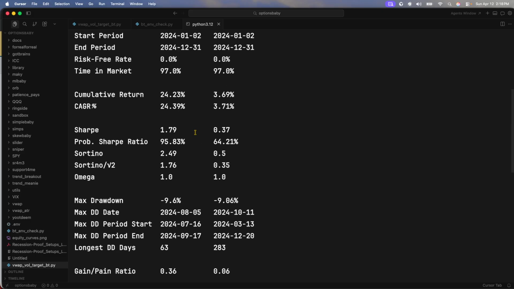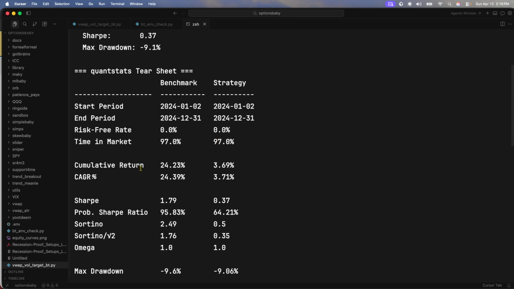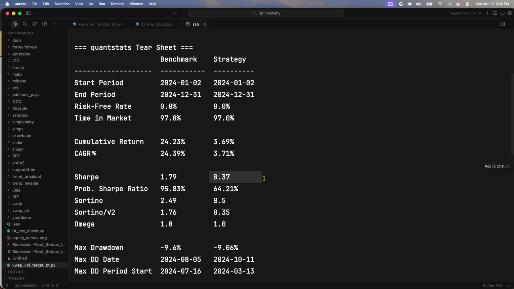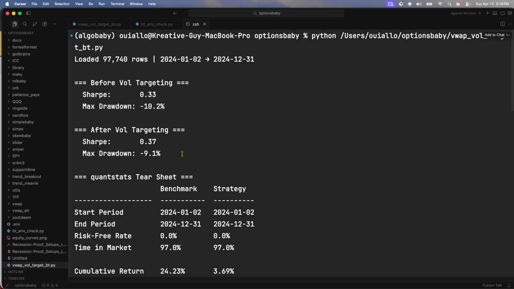As you can see here, it ran, and we have the benchmark versus the strategy. The strategy made 3.6%, but the benchmark was able to make 24%. The Sharpe ratio for the strategy is under 3.7, but the benchmark is 1.78. So there are a few things we're going to need to adjust for this strategy. I just want to illustrate a point. We're not trading this, and it's not a strategy to actually trade. This is just to illustrate a point with regards to volatility targeting.